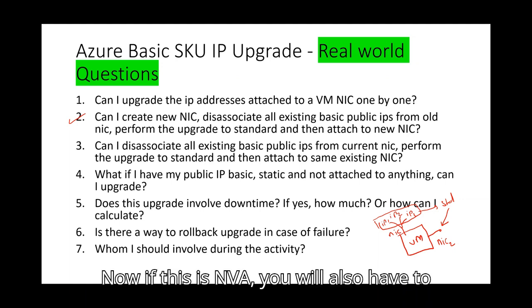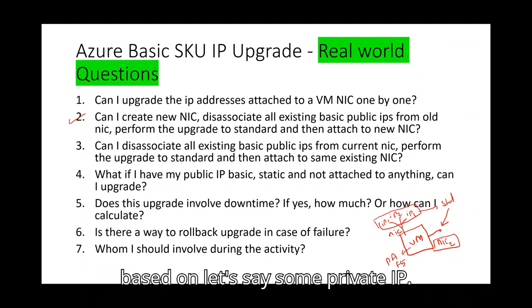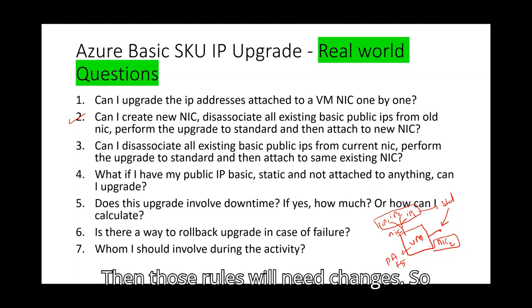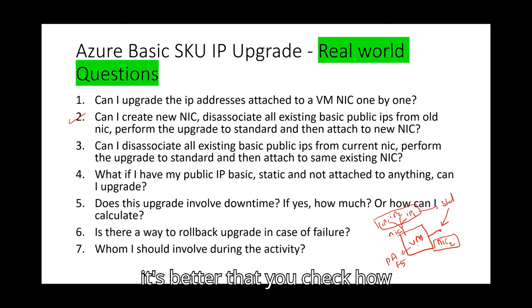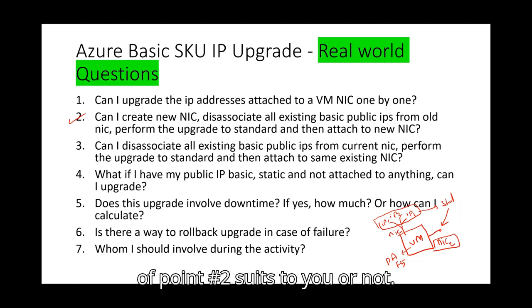Now, if this is an NVA, you will also have to see that the private IP of NIC2 will be different from NIC1. So if this is a firewall like Palo Alto or F5 and you have configured rules based on, let's say, some private IP, then those rules will need changes. So it's better that you check how your virtual machine is configured, or how much it is dependent on the private IP of this NIC, and then accordingly decide whether this approach of point number 2 suits you or not.